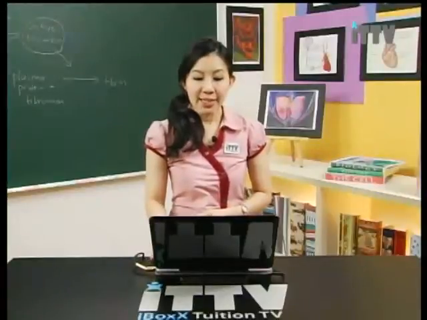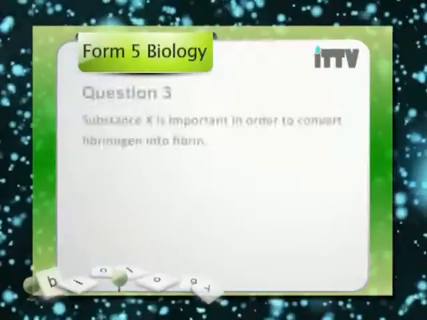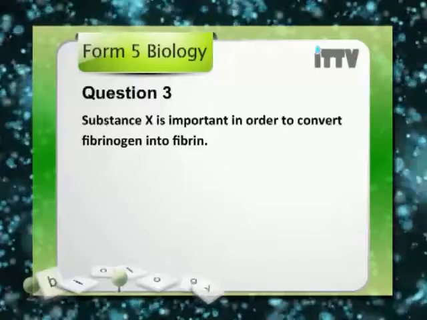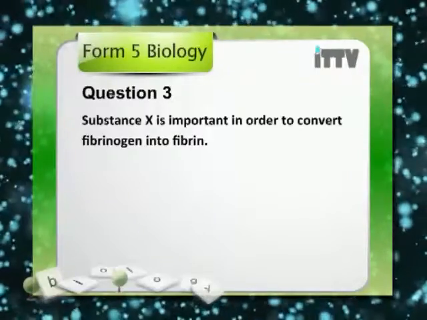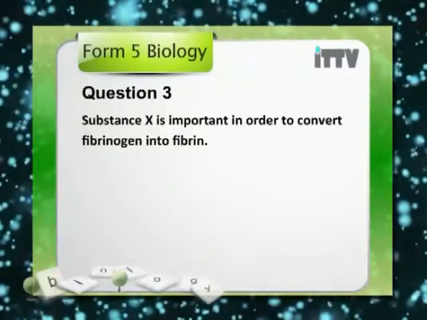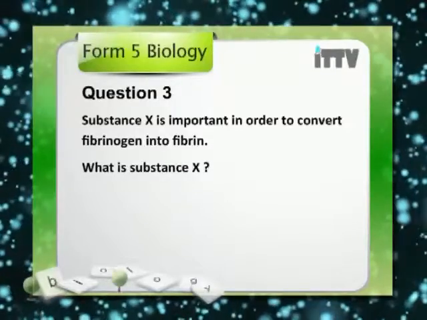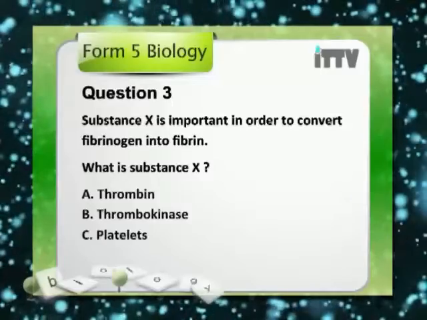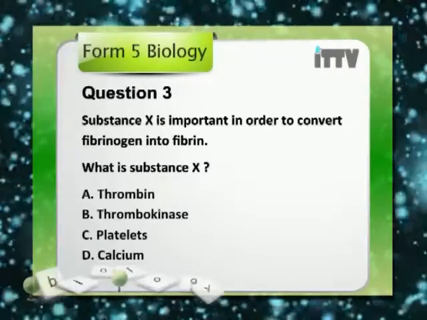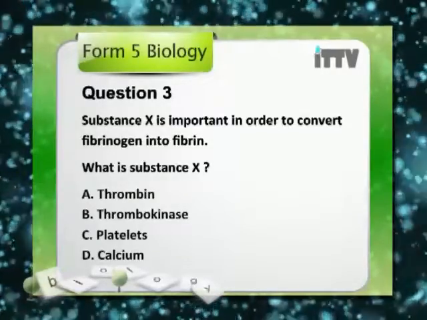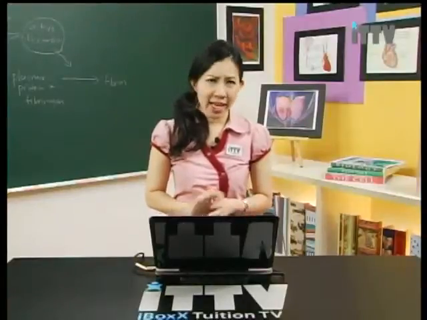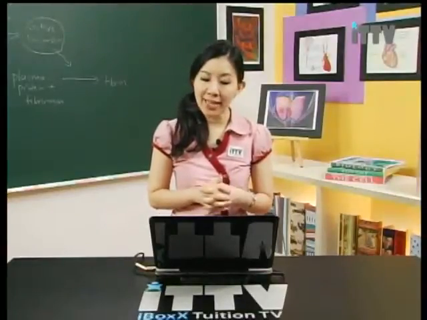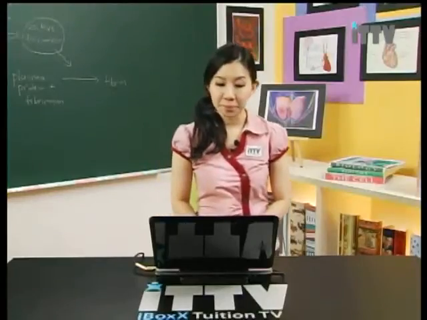Now, let's look at another question. Substance X is important in order to convert fibrinogen into fibrin. So what is substance X? A. Thrombin, B. Thrombokinase, C. Platelets, and D. Calcium. So do think carefully, boys and girls. Do not be tricked by this question.